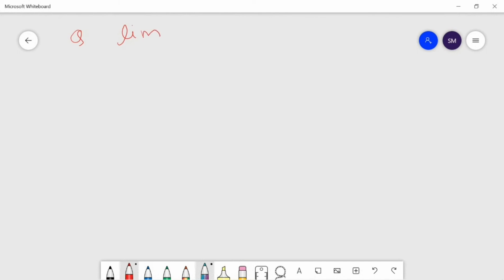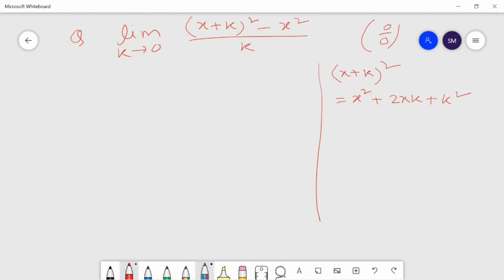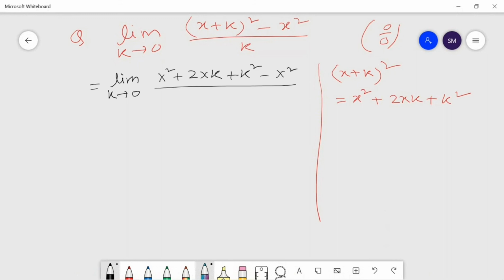Next question is limit k tends to 0, x plus k whole square minus x square over k plus k square. x plus k whole square is equal to x square plus 2xk plus k square. So this is one method we can do. So this is equal to limit k tends to 0. We can write here x square plus 2xk plus k square minus x square over k. So x square and x square cancel out.